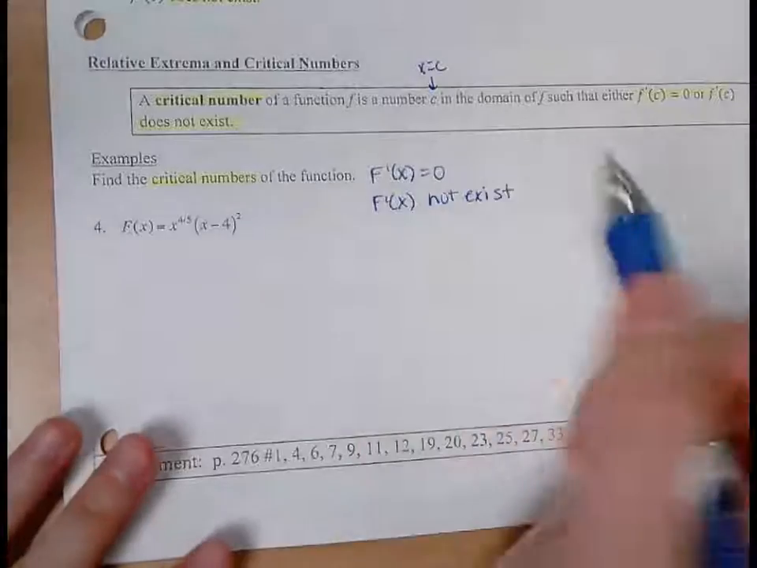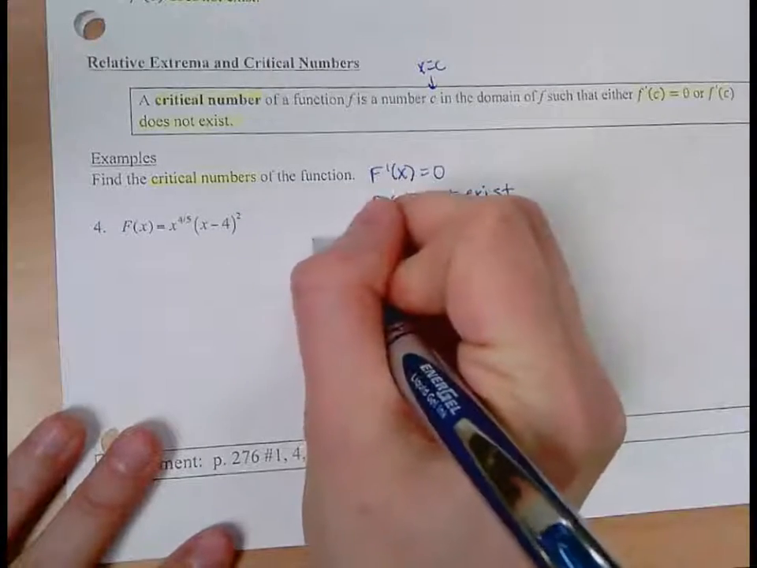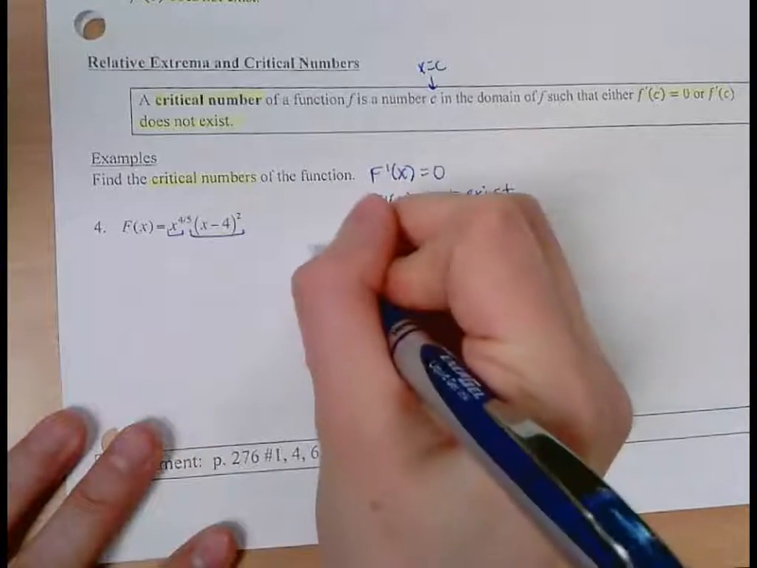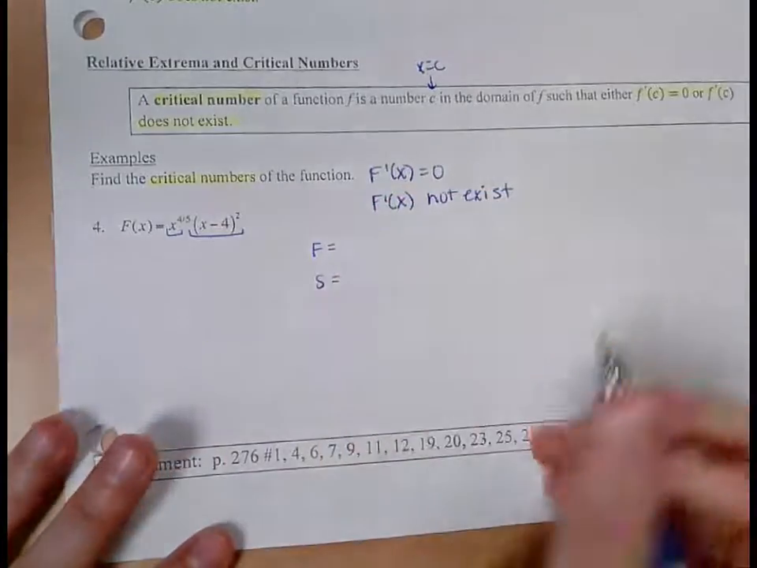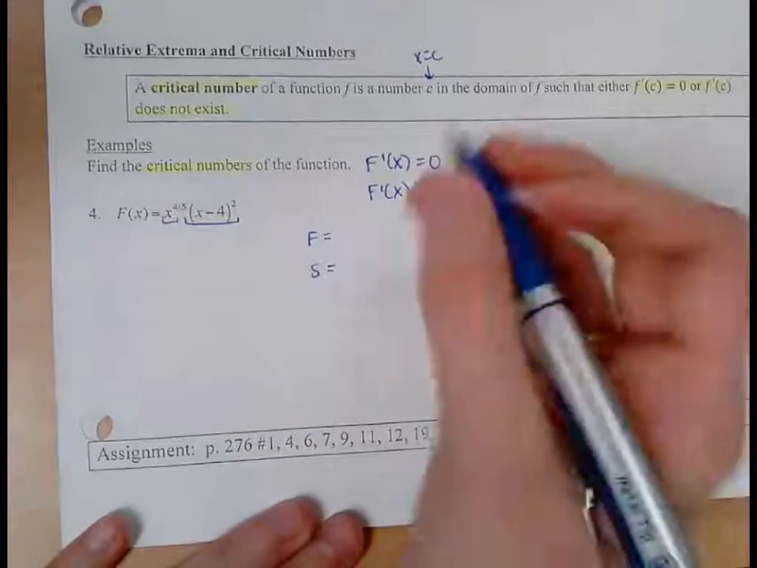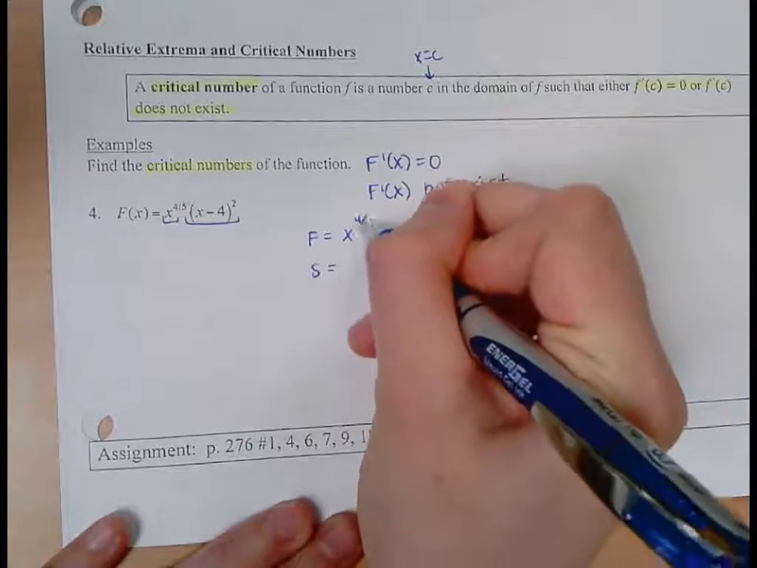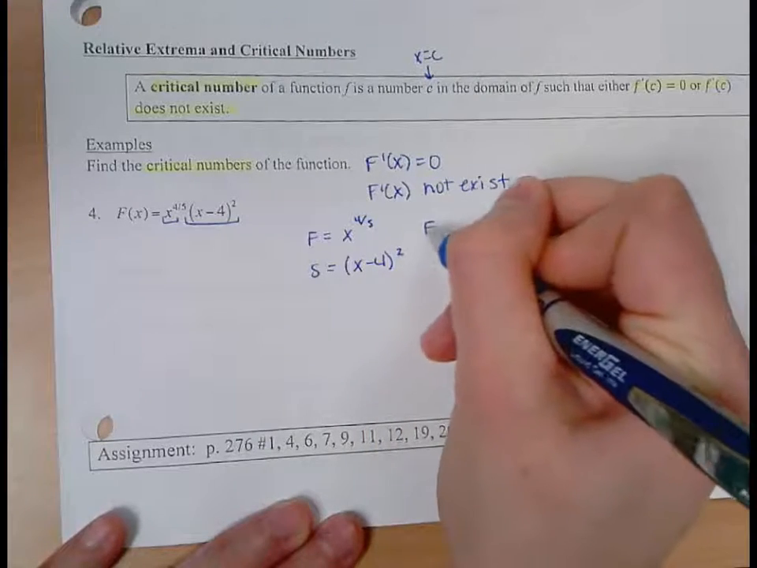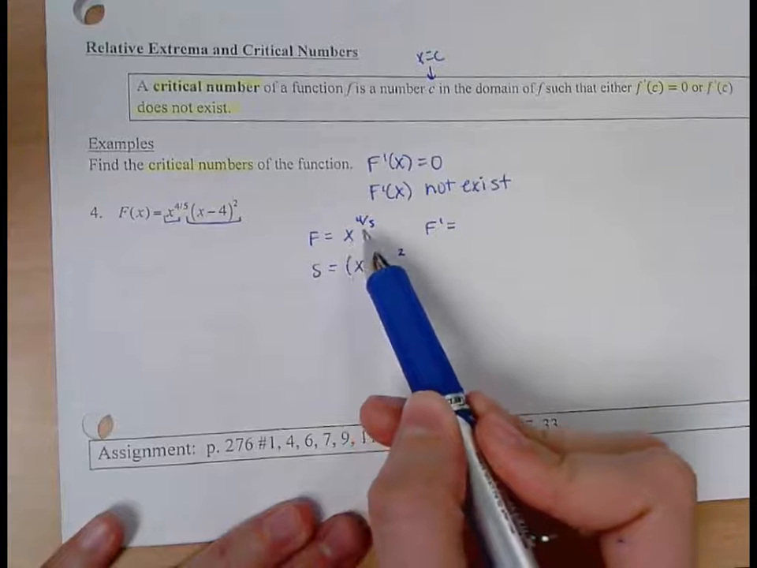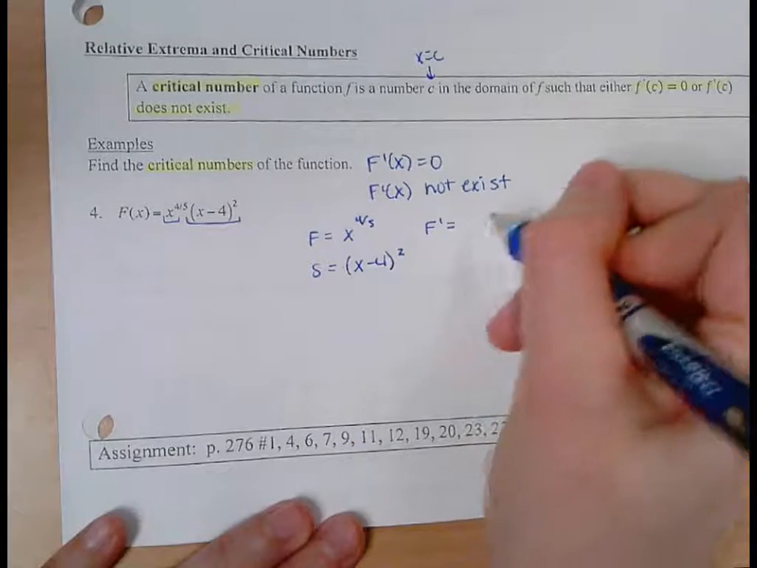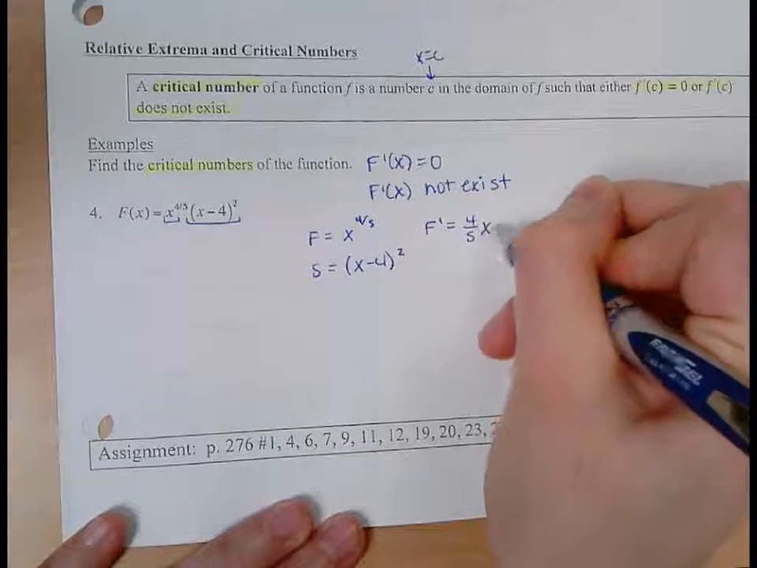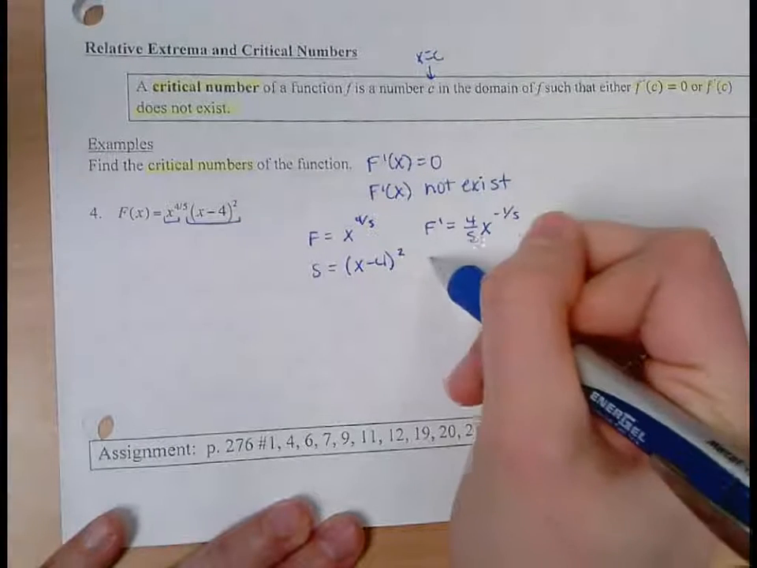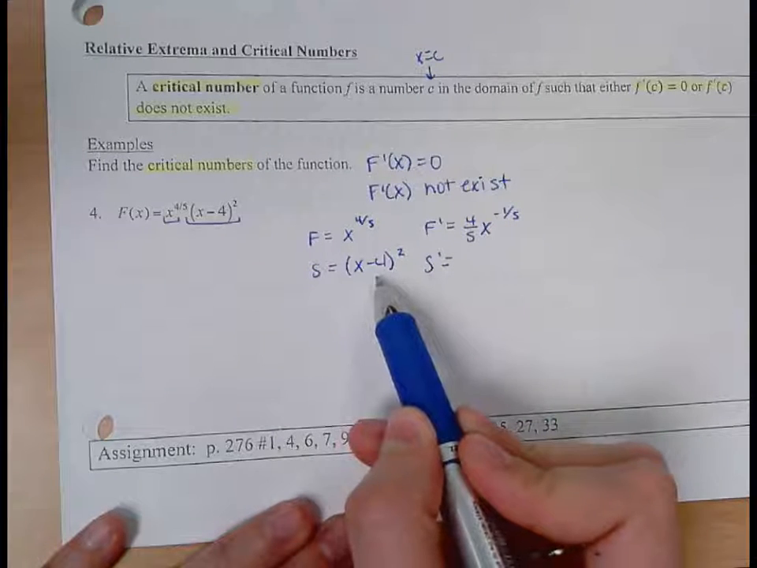Yes, product rule. Let's see. All right, so the first would be x to the 4/5. Second is the quantity x minus 4 squared. So what's the derivative of x to the 4/5? Negative 1/5, yep. And then the derivative of x minus 4 quantity squared.